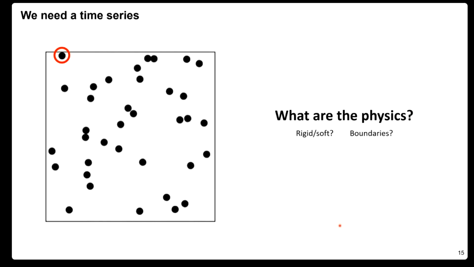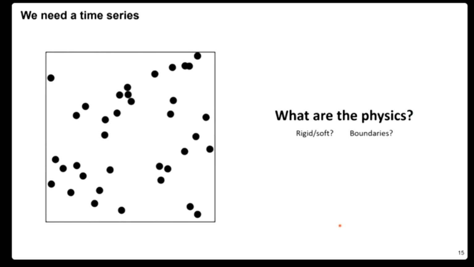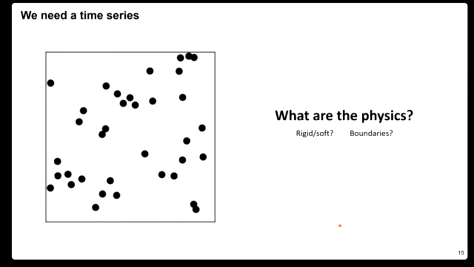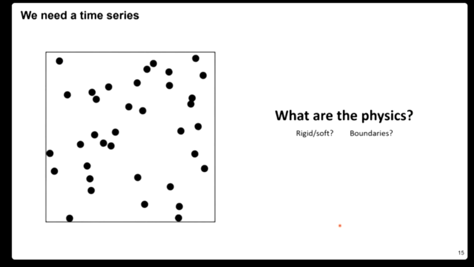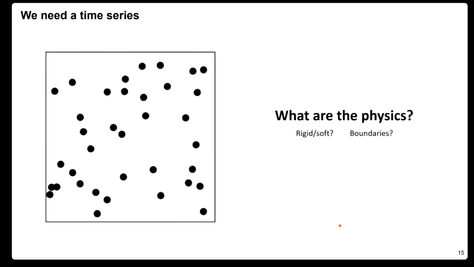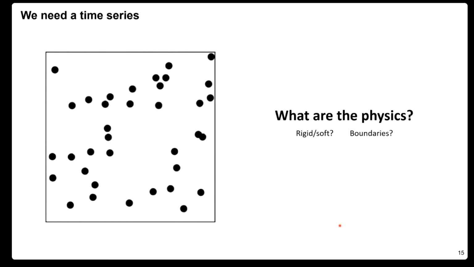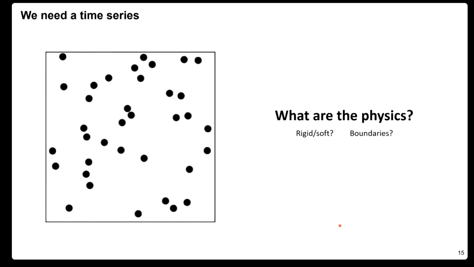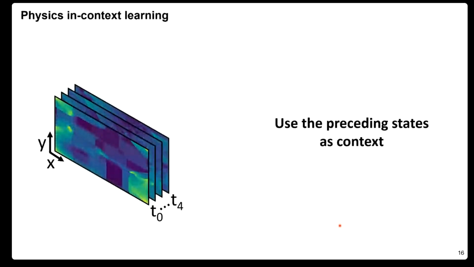So what we need is a time series. If we look at a video of this system, we clearly can see what are the boundary conditions. We can see whether the balls are sticky or if they're just bouncing off each other. We can see if there's gravity or not, right? All of these things can be learned from the context. So the idea is basically, we give the model a context, a snapshot or multiple snapshots of preceding physics data, and then predict the next step. Yeah, so this is basically the grand idea.